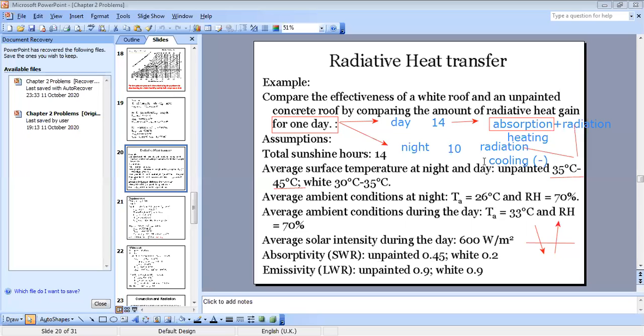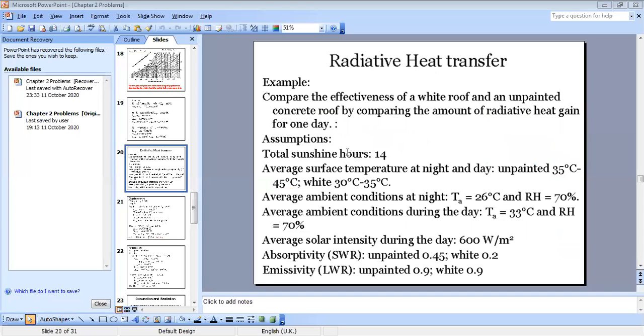Okay? So let us start the calculation. First, as a first step, we want to calculate the absorption flux. How to calculate the absorption flux during the day? Let us take as an example now the white surface, but the formula will be the same for the unpainted surface. So for the white roof, if I consider Q absorbed, what is Q absorbed? How to calculate it? Yalla, who will tell me? What should I do?